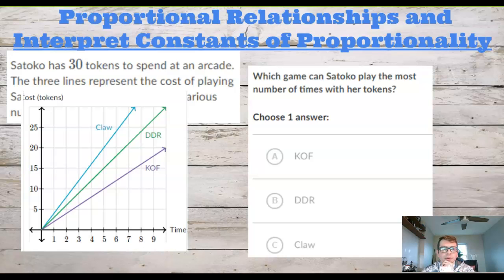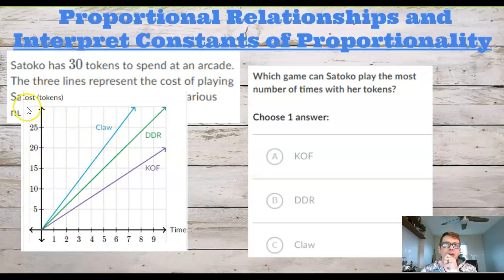All right, we should all be coming back now. Anyone want to tell us which game we can play the most for 30 tokens? I'm looking for new hands. Madeline? The KOF. What made you think that? Because it went farther, but with less money.